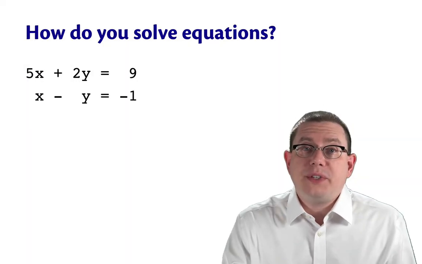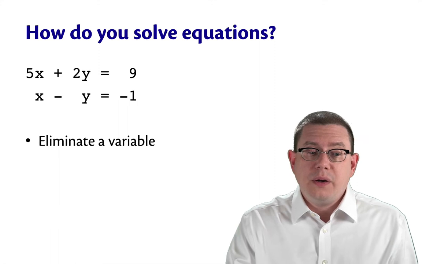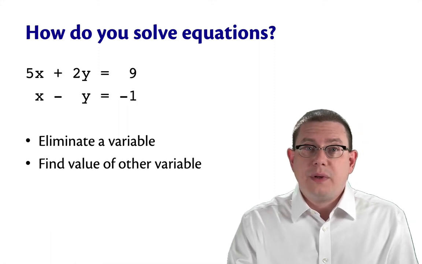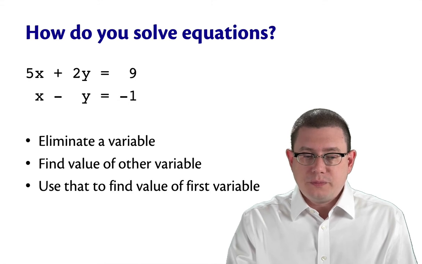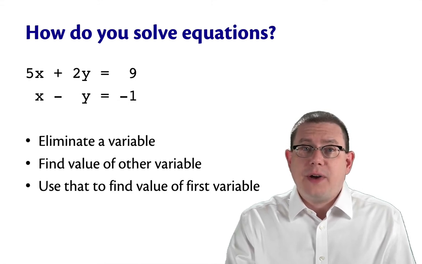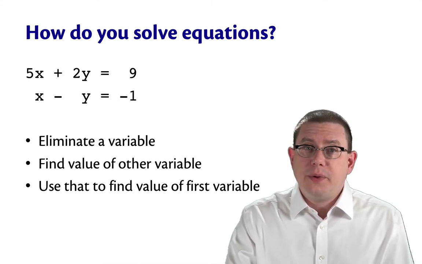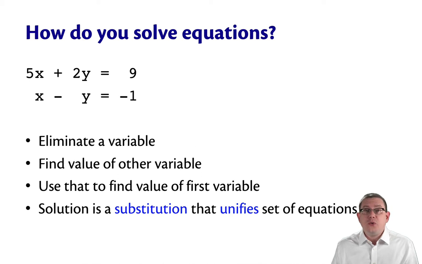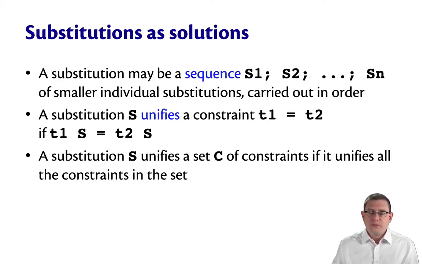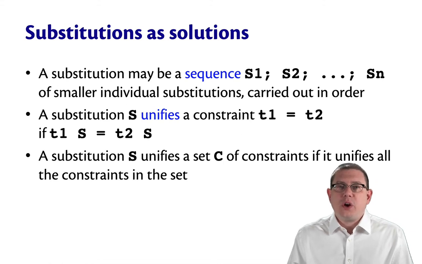So how do we solve a set of equations? Well, here, we eliminated a variable. We used that to find the value of the other variable. That enabled us to go back and find the value of the original first variable. And as a result, we got a solution that we could think of as a substitution that unified the set of equations. That's what we are going to do to solve systems of type constraints.